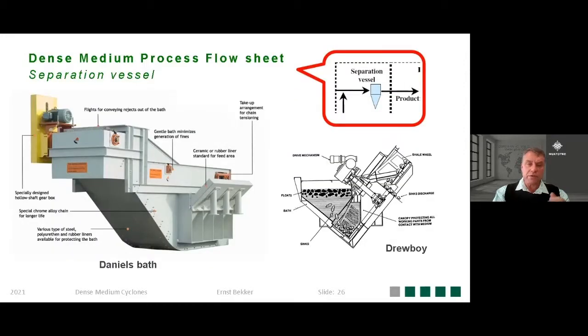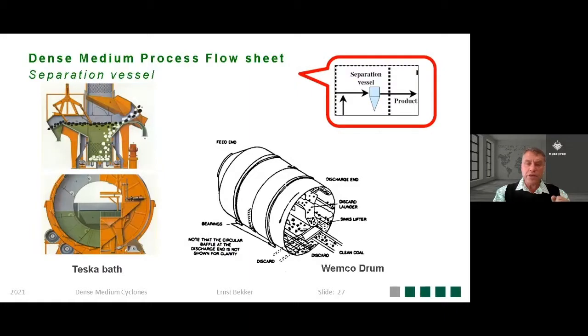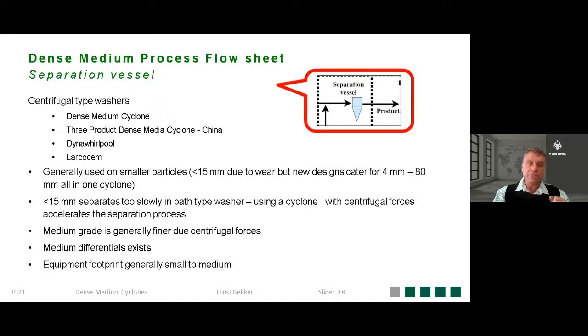That is just some examples: Daniel's bath, a Drew Boy, Tesco bath, or Wemco drum, but there are other vessels as well that are sometimes used in these applications. Then the centrifugal type washers, that's where the dense media cyclone fits in, but you also have products like the 3-product cyclone that's coming from China, a Dyno Whirlpool, Lacodem, and they normally treat the finer diameter particles. Although on newer designs of dense media cyclones, you can treat particles up to 80 millimeters through a dense media cyclone. Generally, the finer fractions go through dense media cyclone because of the assistance of centrifugal forces.